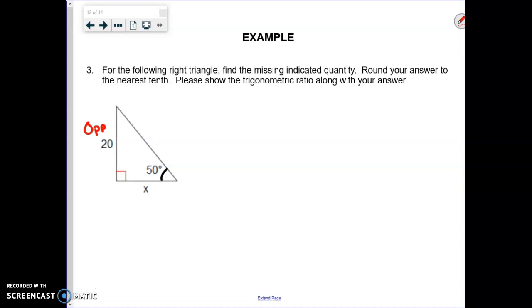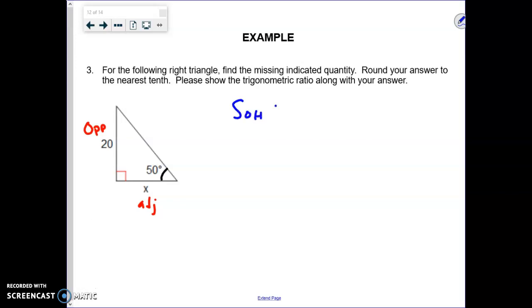The adjacent side touches that 50-degree angle, and again, it's not the hypotenuse. The hypotenuse is off the right angle. We don't know anything about the hypotenuse. So this is the adjacent side. Okay? So let's go ahead and see which trig function relates opposite to adjacent.